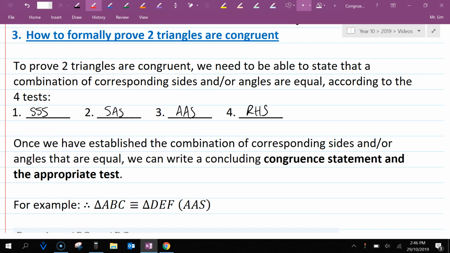Once we have established the combination of corresponding sides and/or angles that are equal, we can write a concluding congruent statement and the appropriate test. For example, therefore triangle ABC is congruent to triangle DEF, AAS. Okay, so that's the congruent statement.